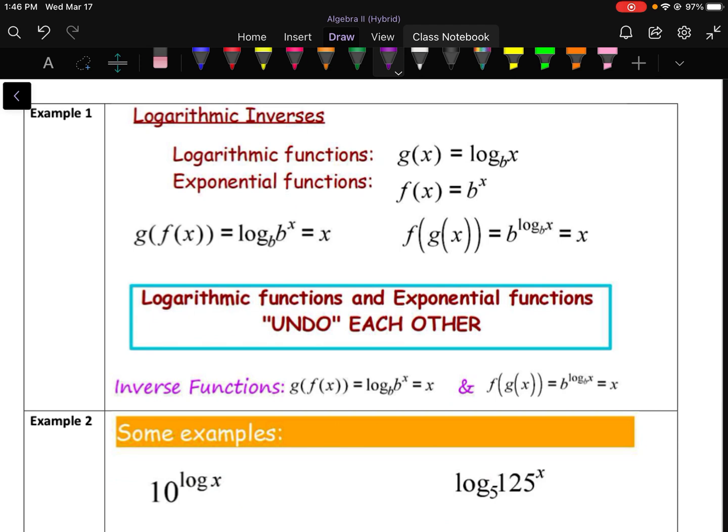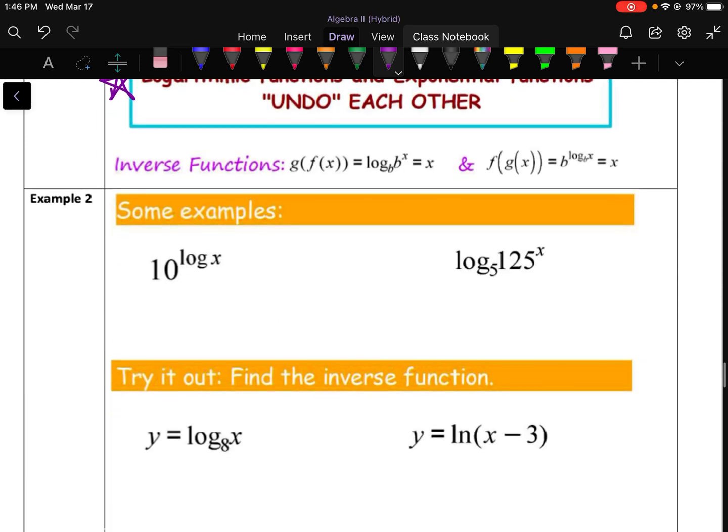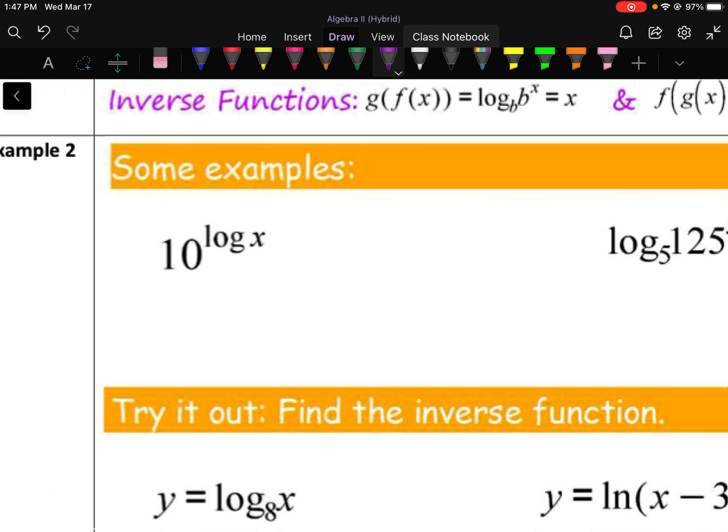So log inverses. One thing right here is the key that you need to know. Log functions and exponential functions undo each other. So for example, I have 10 to the log of x. Again, just a reminder, anytime you don't see a base written here, it's assumed that it's 10. And anytime the base of your exponent and the base of your log match, they cancel each other out, and it leaves you with just x.